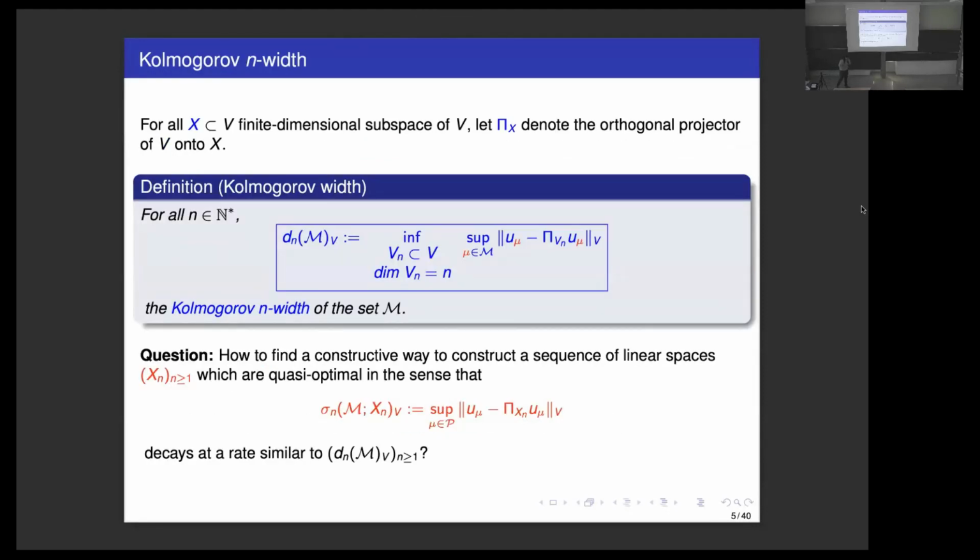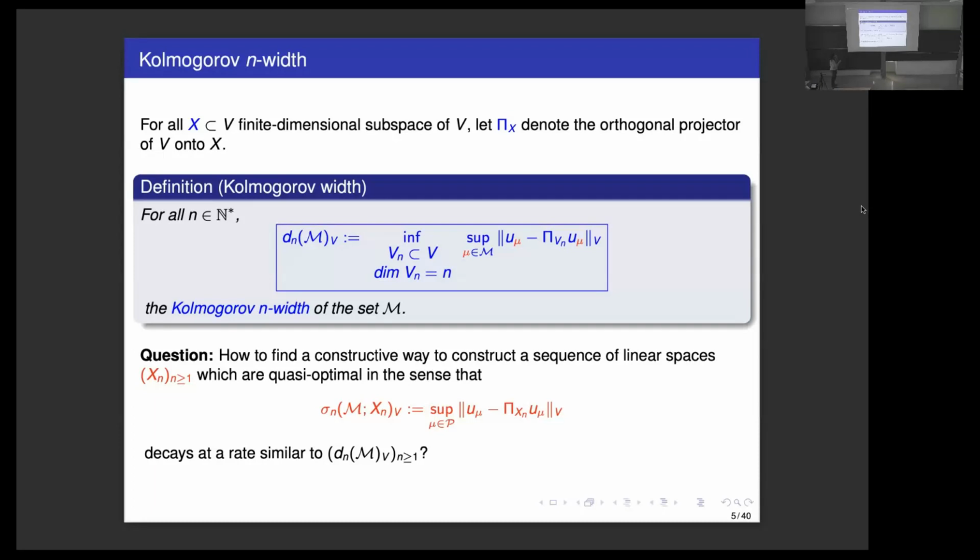As I told you, the aim of reduced basis methods is to try to approximate any element of the solution set in a very small dimensional subspace. And the best error that can be achieved is typically measured in terms of this Kolmogorov n-width that most of you are very familiar with.